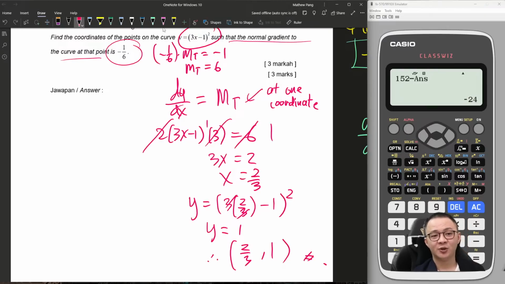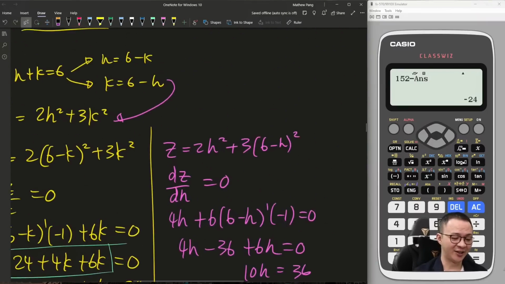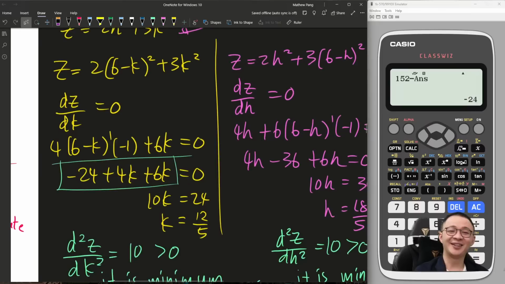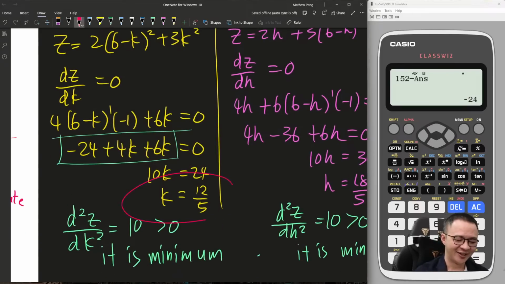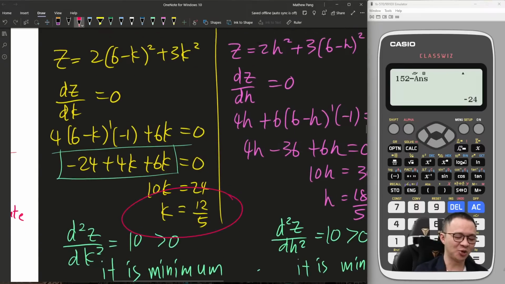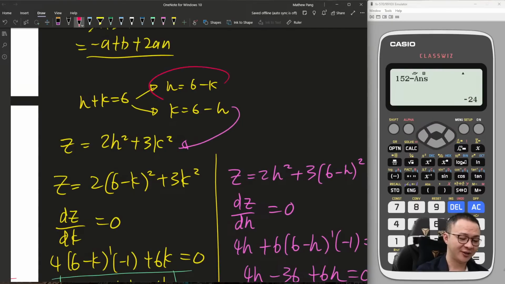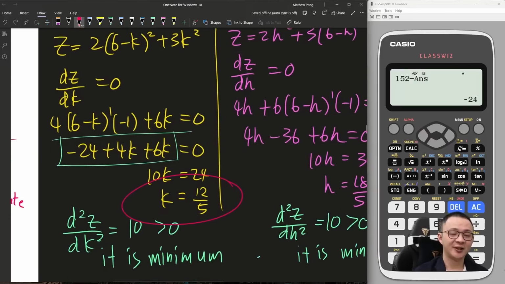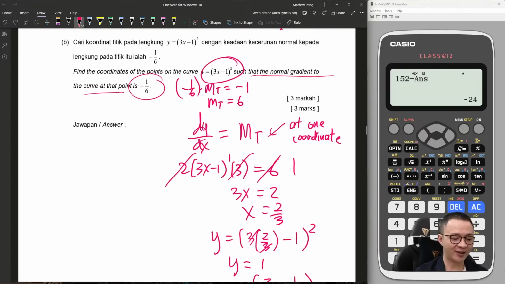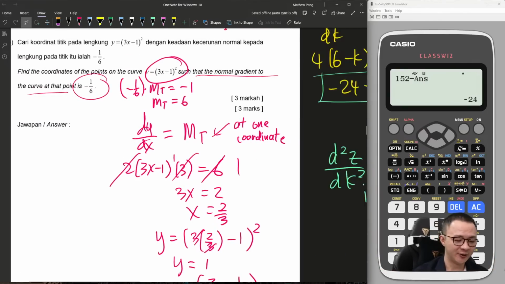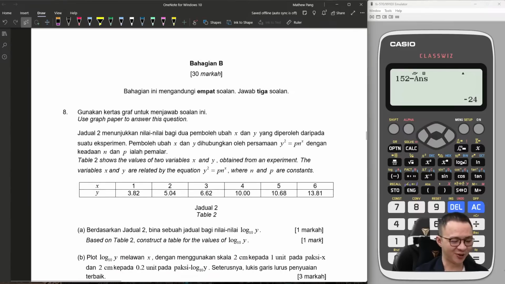Done. To find h, you can just substitute k equals 12 over 5 into the h equation. Okay, good idea. No need to differentiate again, right? Why didn't I ever think about that? Thanks, Craig, for telling me that. We can just literally sub k equals 12 over 5 back into this equation, or back into the first equation. Then we can easily find h from here. Thanks, Craig, for letting me know that, and let all my other students know as well. So no need to differentiate two times. It's good.